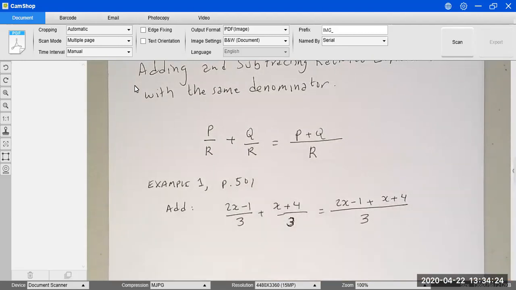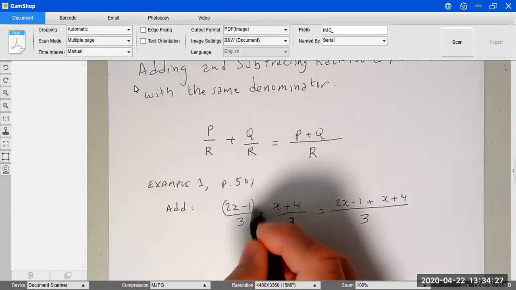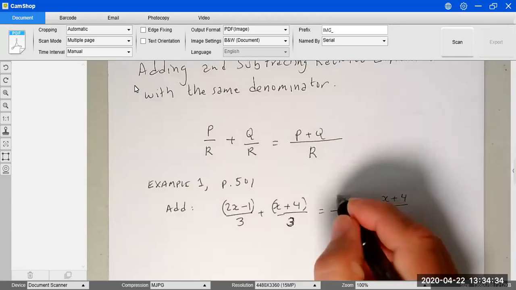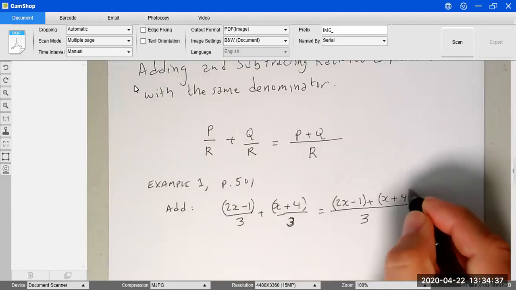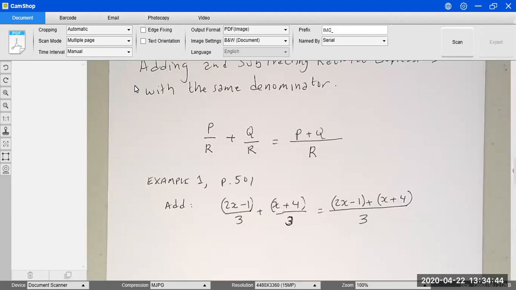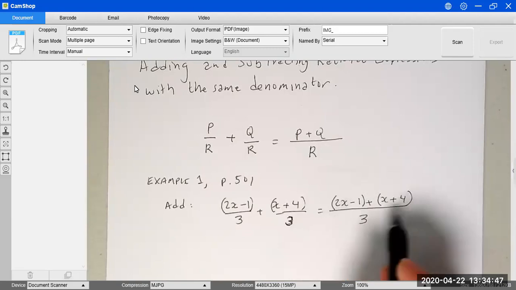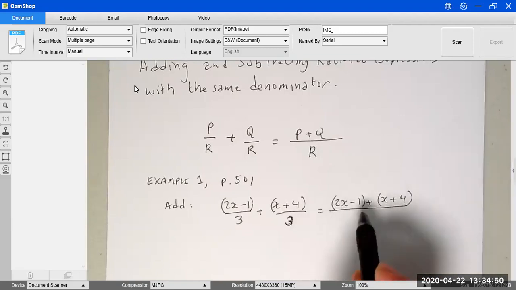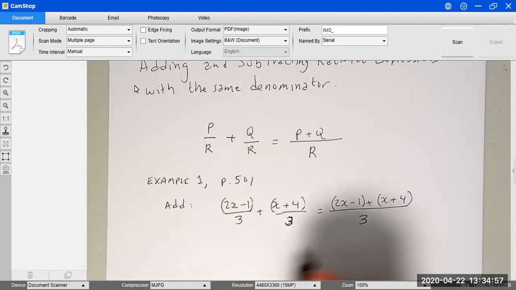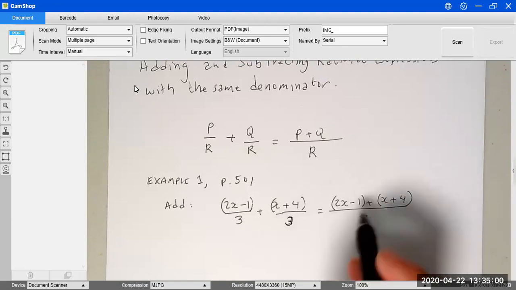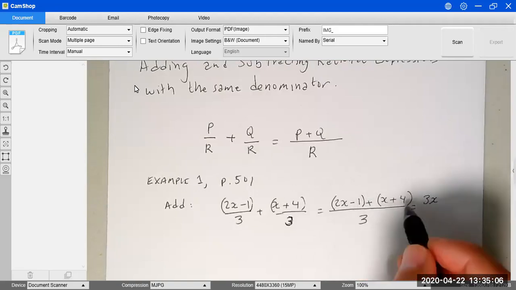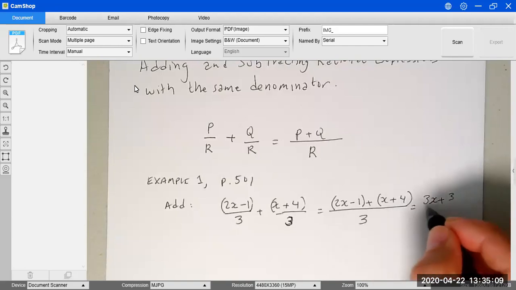Also remember that I mentioned the other day that it's better to have parentheses to distinguish clearly where your numerator is. So in this case, it should be (2x minus 1) plus (x plus 4). In this case, it's irrelevant to do that, but when you are subtracting, it's going to be very important to do this extra step. The next step is applying the distributive property to remove the parentheses, and then combining like terms. So 2x plus x is 3x, and negative 1 and positive 4 is positive 3, over 3.